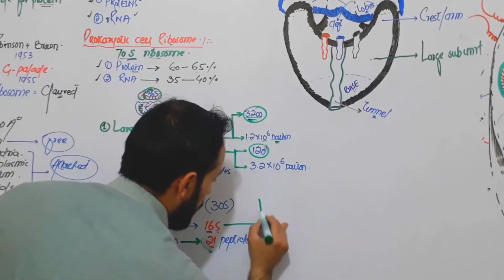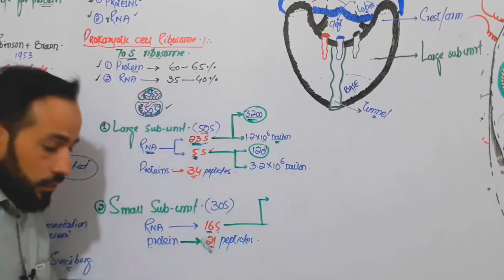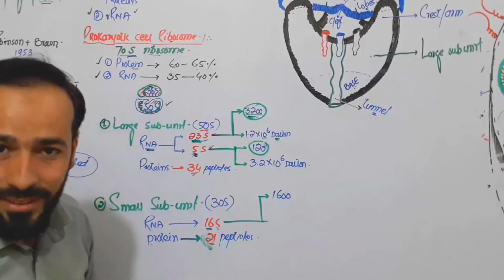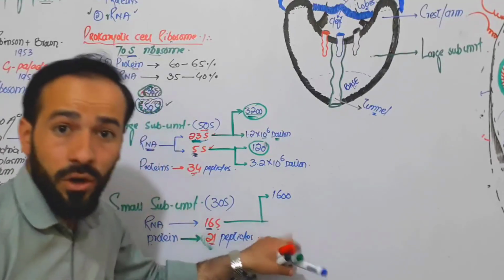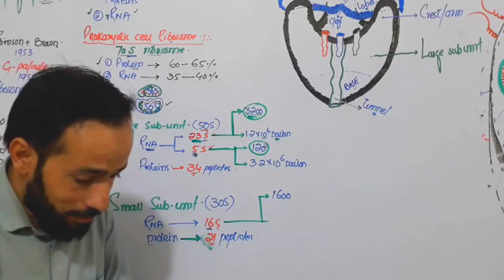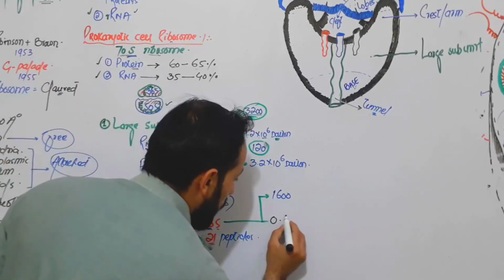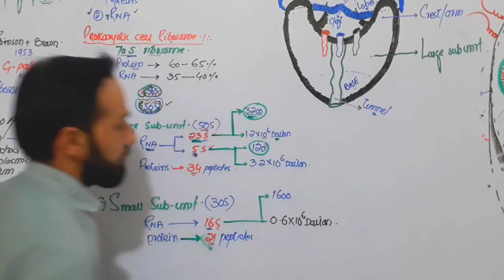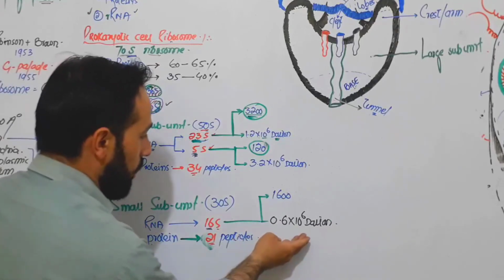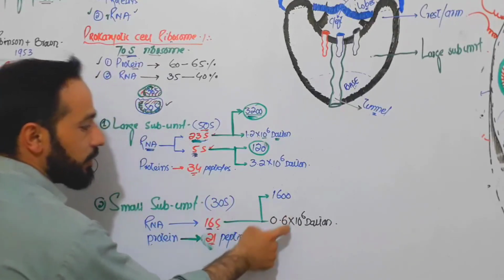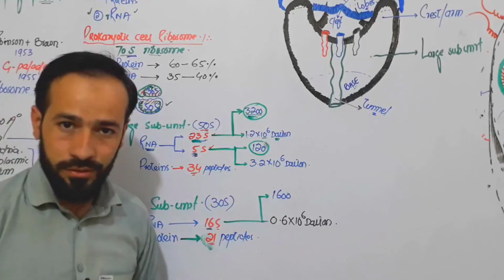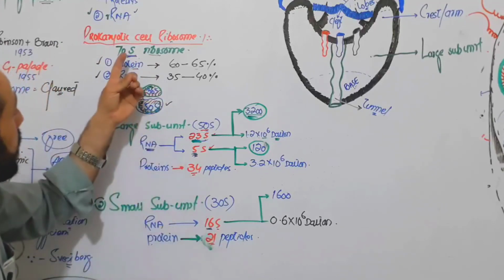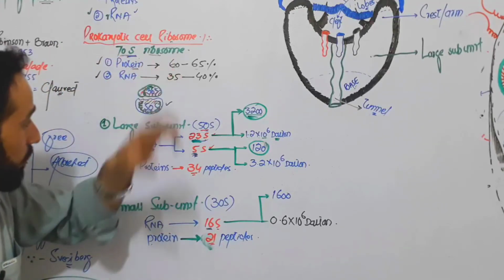Let's come to 16S RNA. 16S RNA contains 1600 nucleotides. And what is the molecular weight of all those nucleotides? That is about 0.6 into 10 raised to the power 6 Dalton. Done. This is the molecular weight of the 1600 nucleotides. Clear, friends? Done. So this was about the composition of the 70S ribosome. Once again, let's repeat it.